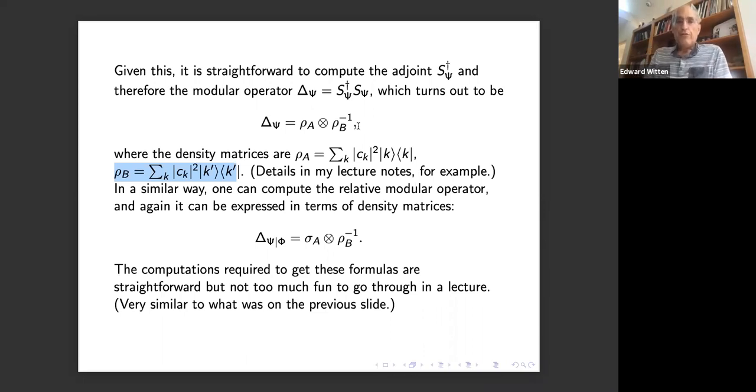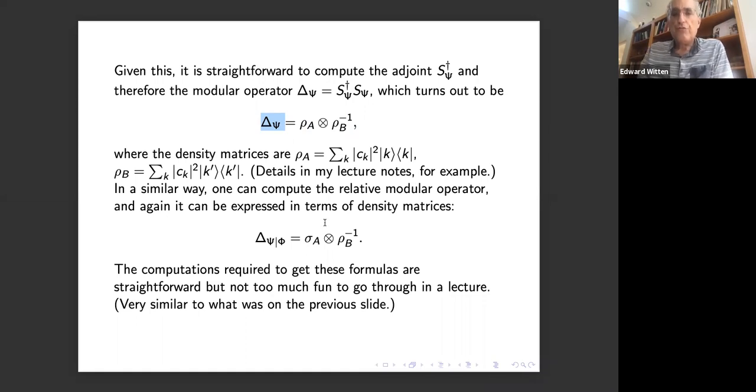So that's actually roughly why Tomita-Takesaki theory is important in quantum field theory. In ordinary quantum mechanics, you have density matrices. In quantum field theory, you don't. But some combinations do generalize. So there isn't really a good analog in quantum field theory of just rho A, but rho A tensor rho B inverse does have a rigorous analog in quantum field theory, which is the modular operator.